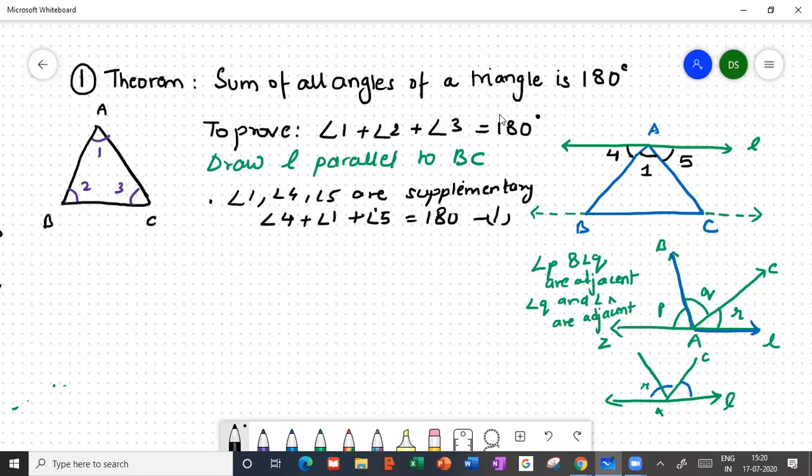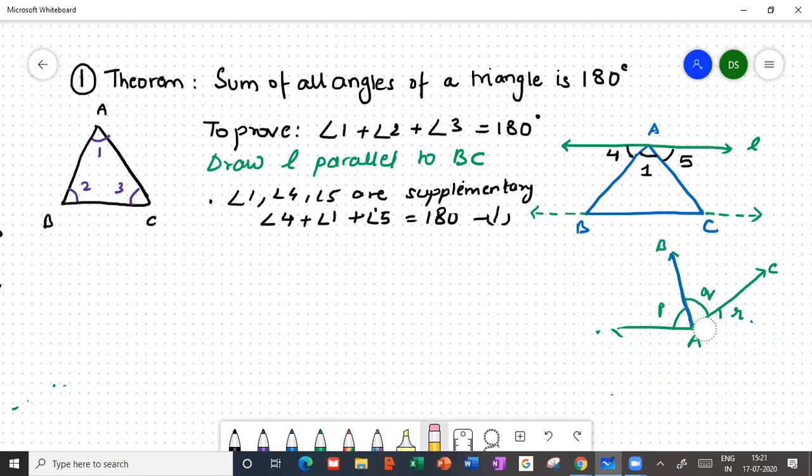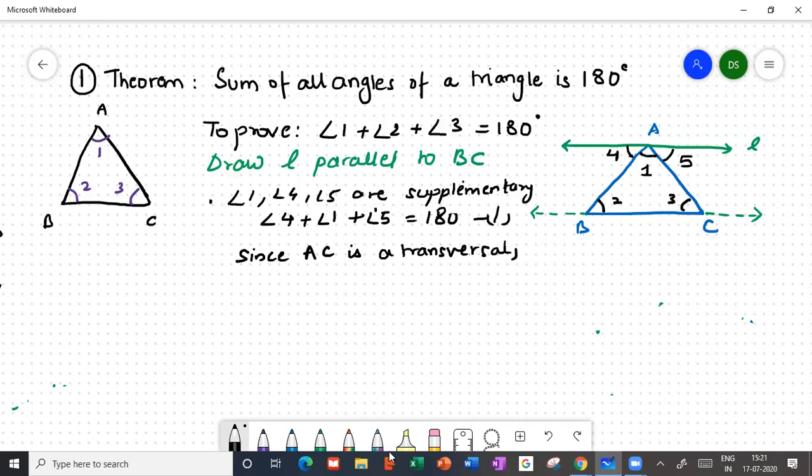Okay, so now the second thing we can do is use the property of parallel lines when a transversal intersects, interior and exterior angles. So what can we use? Angle 3 will be equal to angle 5. Yes, correct. This is 2 and this is 3. Alternate interior angles are equal. So, since AC is a transversal, angle 5 is equal to angle 3, alternate interior angles are equal. And also angle 2 is equal to angle 4.